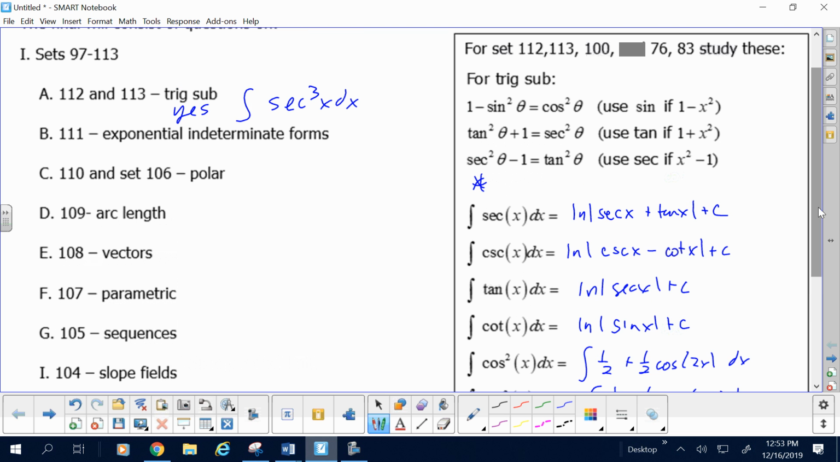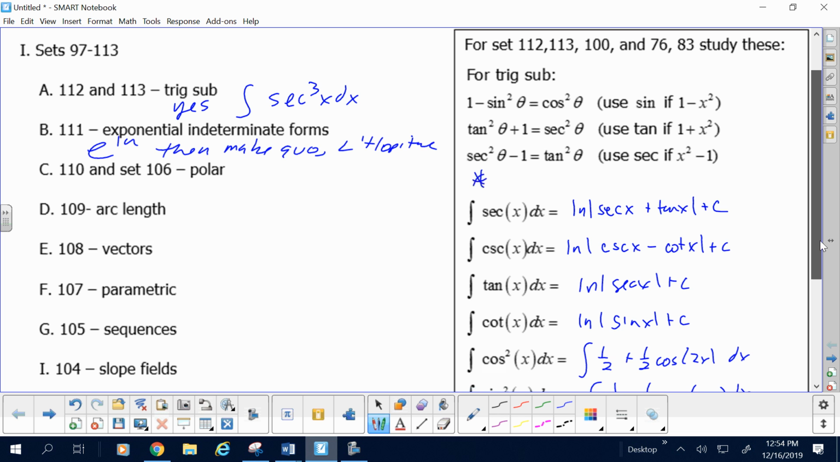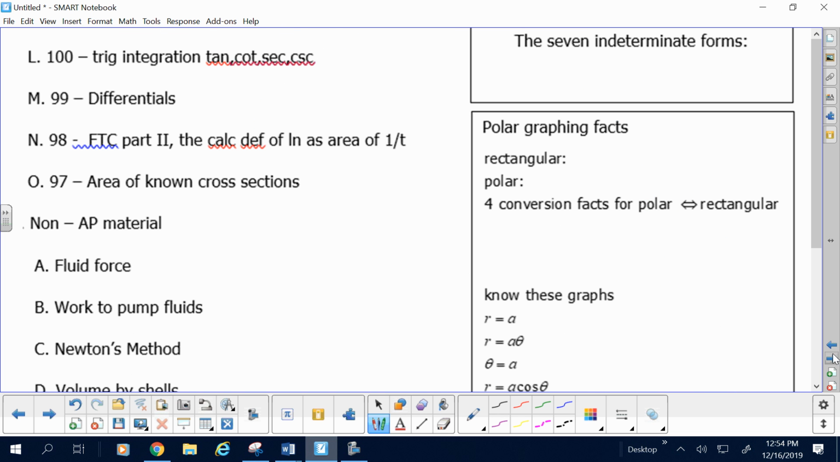Exponential indeterminate forms. That is the idea of using e and natural log, then making a quotient, then using L'Hopital. And I'm talking good L'Hopital work, not sloppy L'Hopital work. What are these 7 indeterminate forms? Give me the 3 exponentials first. Infinity to the 0. What else? 1 to the infinity and 0 to the 0. Okay?